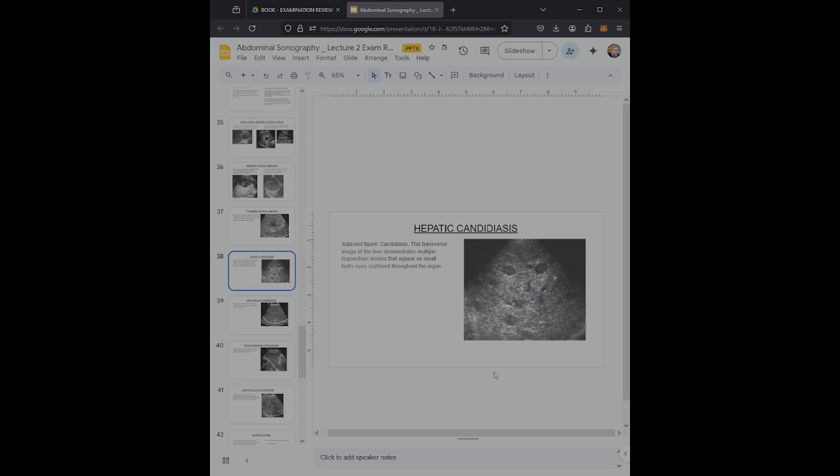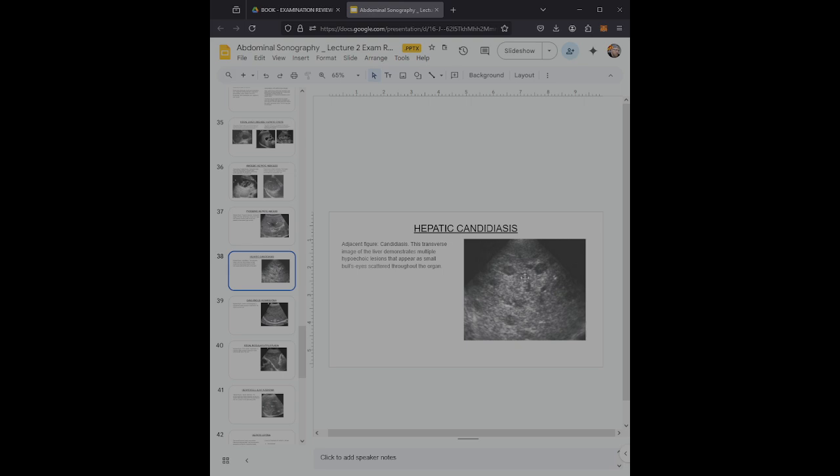So patients may have right upper quadrant pain, fever, and hepatomegaly, and sonographic findings include multiple hypoechoic masses with hypoechoic borders, and we can describe them as targets or as halos or bull's eye lesions. They're typically 1 centimeter or smaller in size, and all the lesions may calcify.